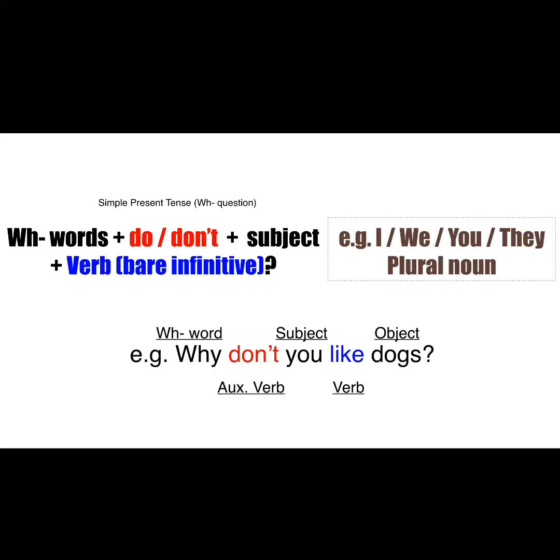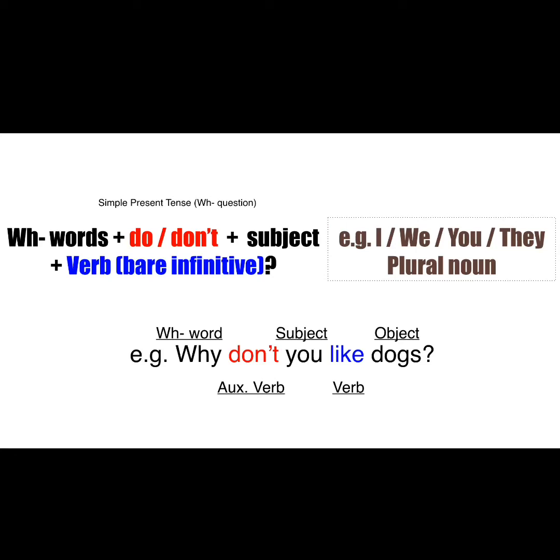Then let's look at another example. Another WH question in simple present tense with a non-third-person singular subject. So you can see that in this question, the subject is you. It's a second-person singular subject. So we need to choose don't as the auxiliary verb.